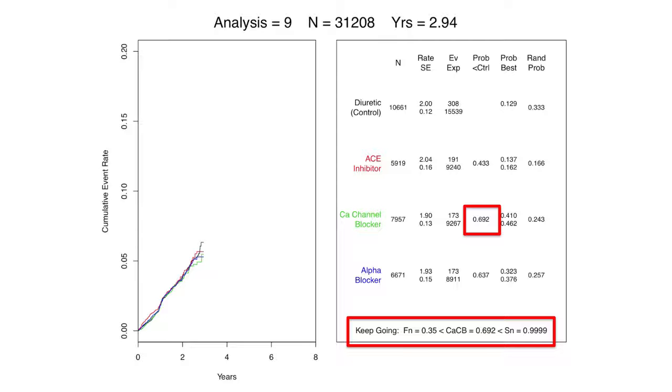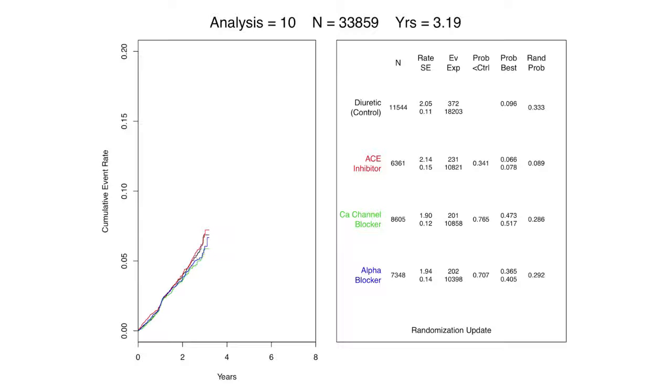So we update randomization probabilities and keep randomizing patients. We continue, and nothing is proving to be more effective than the diuretic. Even the best arm has a hazard ratio of just 0.93. But again, we see the best two arms, calcium channel blockers and alpha blockers, have higher randomization probabilities than the ACE inhibitor. Calcium channel blockers continue to look the best.